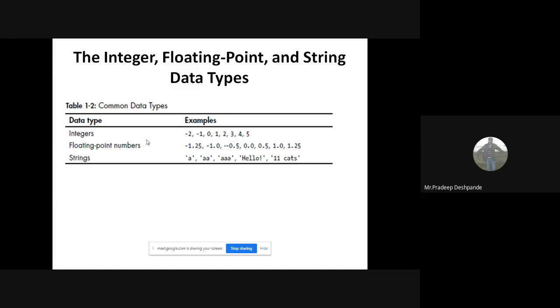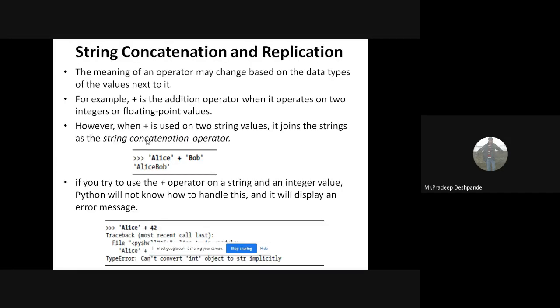Here integers contain both positive numbers and negative numbers. Similarly, floating point numbers, and strings always will be encoded within the single quotes. Okay, strings always will be in single quotes. Fine.